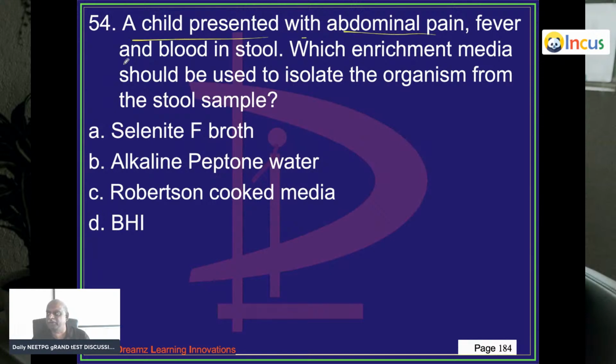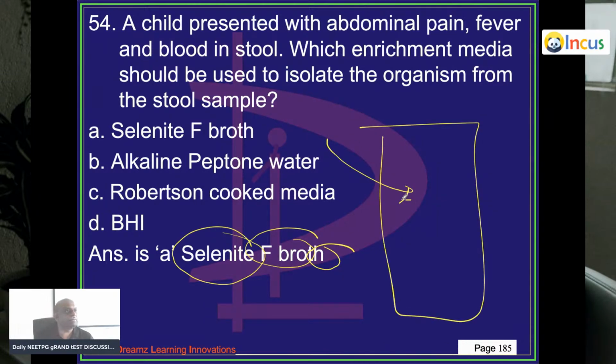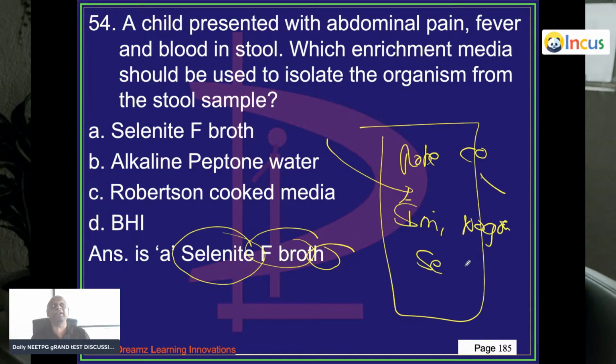Then a child presented with abdominal pain, fever and blood in the stool, which enrichment media? Selenite F broth. You must remember all culture media. Where do you use Robertson cooked meat medium? Anaerobic infections. Where do you use Schmidt Nagy medium? Selenite broth. So totally 20 culture media, doctor.